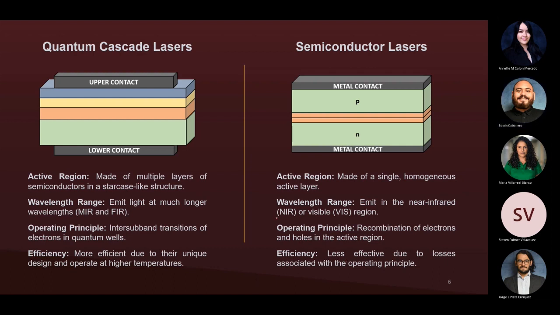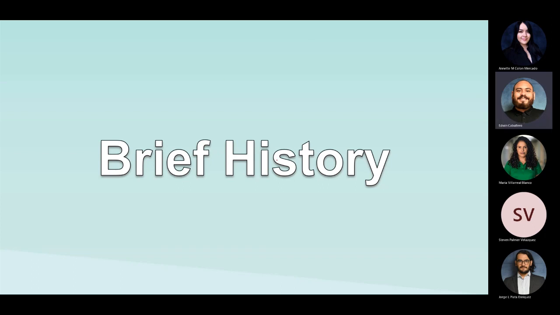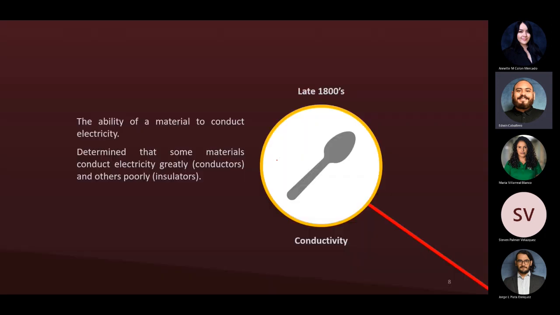So, I'm going to give you a brief history of the different topics that helped generate what the quantum cascade laser is. Now, the first thing is in the late 1800s when the concept of conductivity was discovered. Basically, it is the property that allows materials to conduct electricity.